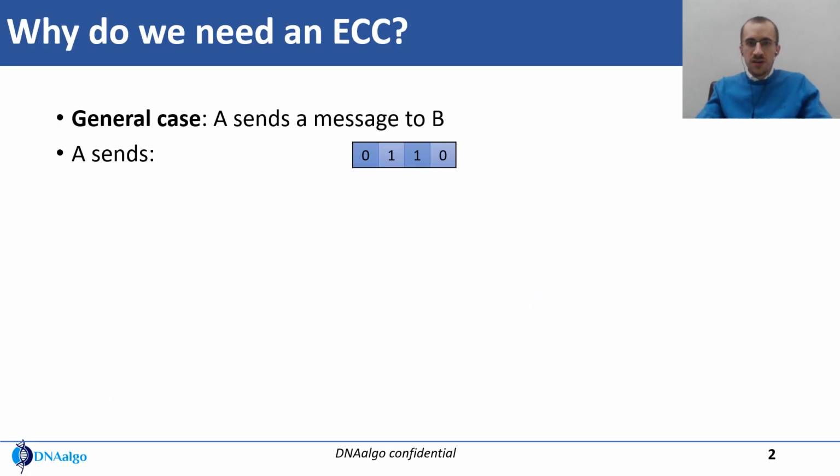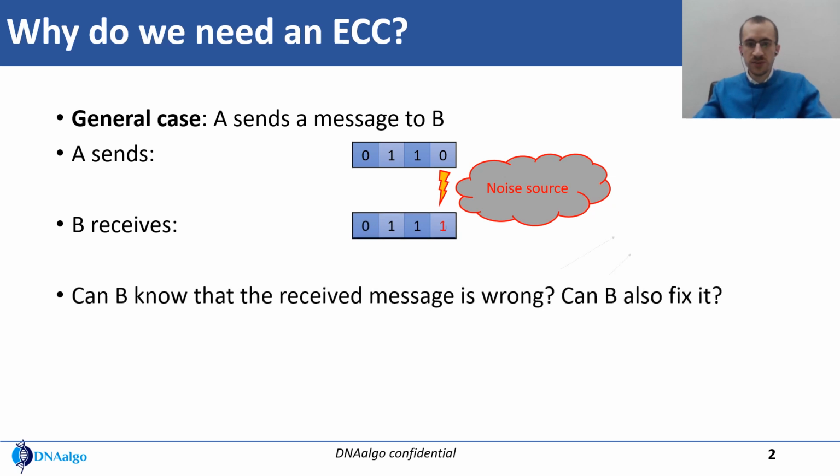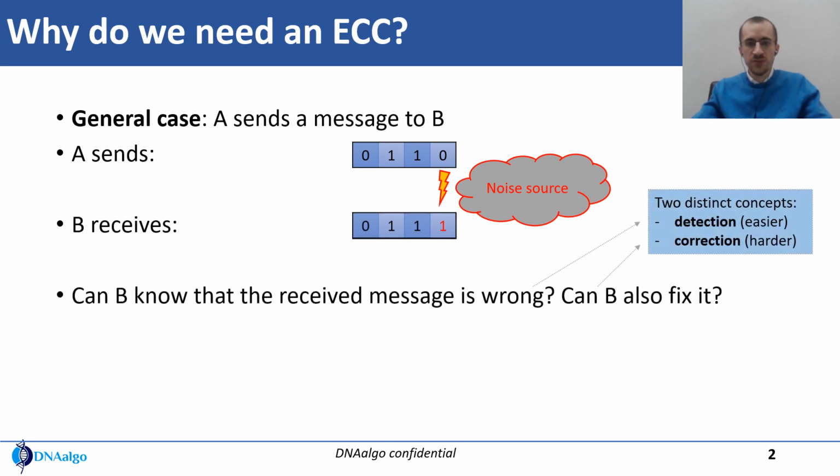So what are ECCs and why do we need them? This is a general problem in information theory communication. There are two separate entities, A and B, and A wants to send a message to B. In this case, the message is formed of 4 bits, 0, 1, 1, 0. But what happens in practice is that there is a noise source which damages the content of the fourth bit. So you see here that the fourth bit has become a 1, has changed its value.